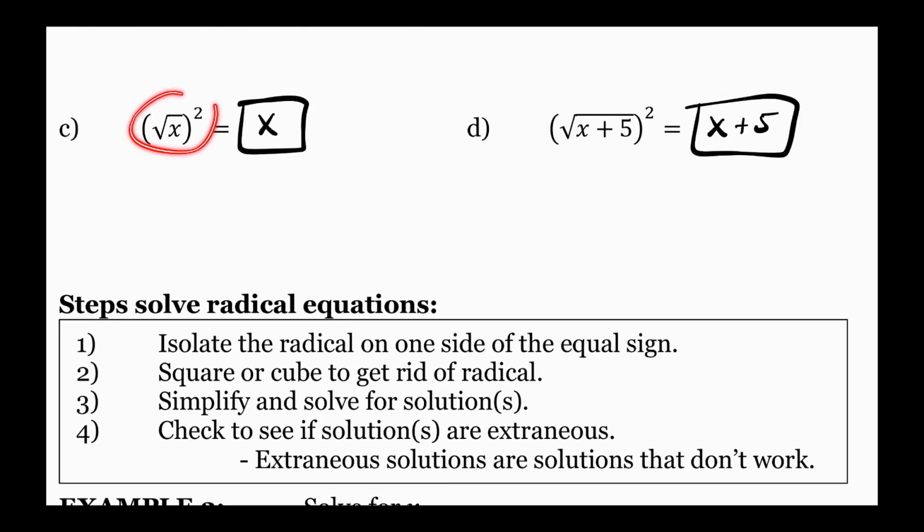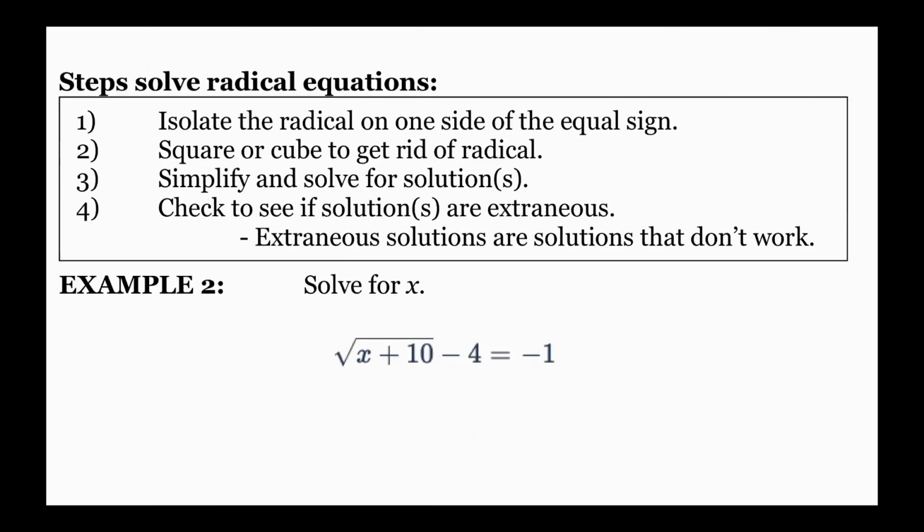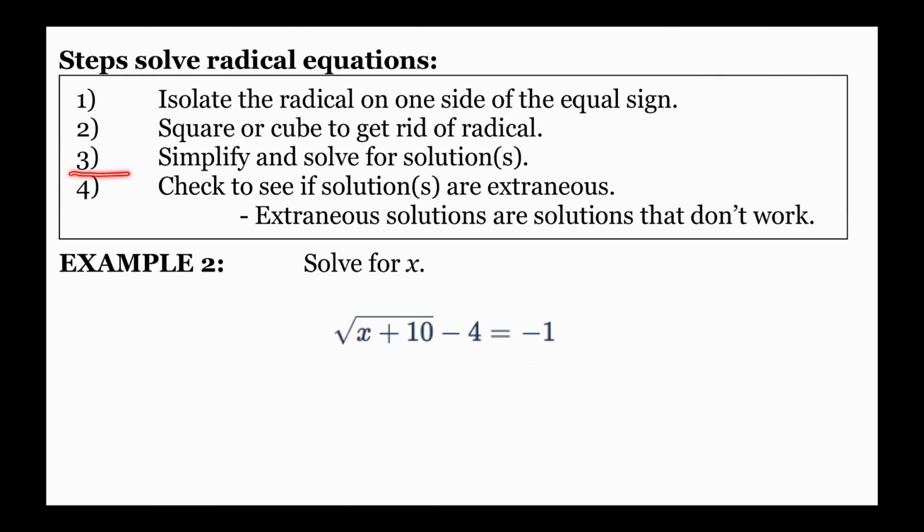Same thing over here, right? And then we're going to simplify and solve. So step 3 is going to be very familiar. Step 3 is the step we've done before. Step 4. So steps 1, 2, and 4 are new. We're going to check for what's called extraneous solutions. Extraneous solutions are solutions that don't work, and I'll explain what that means when we see one.